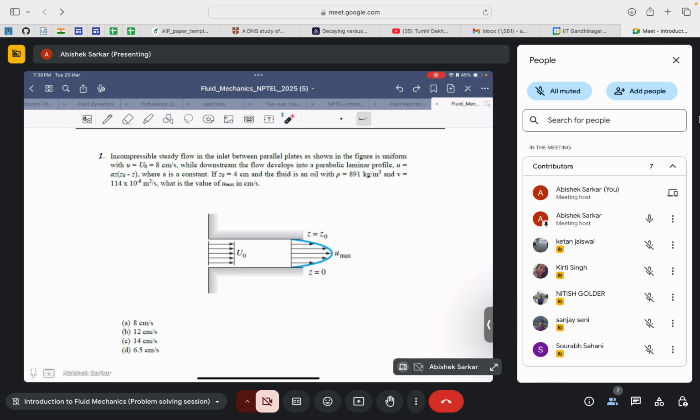So try it out. I will give you 5 minutes. I have to be very strict with the time limit because we have to solve a lot of problems. I hope the problem is clear, and try to find out the value of u max. The first task would be to find the value of a. A is also not known, so I need to find it and then find the value of u max. Let us wait for 5 minutes and then see. Try it out.